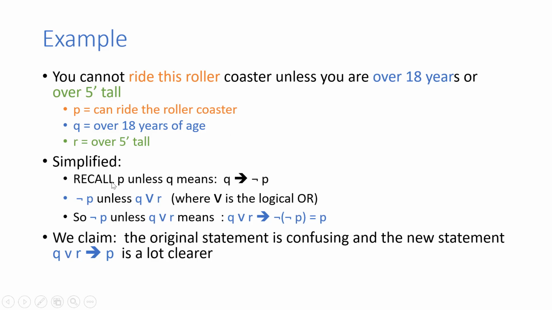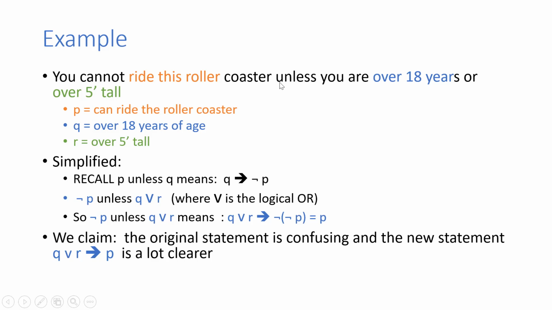So let's recall that P unless Q means Q implies not P, because if Q is true, then P cannot be true. So in this case, if you take the propositional language and translate this sentence into a statement, what we are saying is, cannot ride this roller coaster implies not P. So can ride the roller coaster is P, cannot ride the roller coaster is not P.